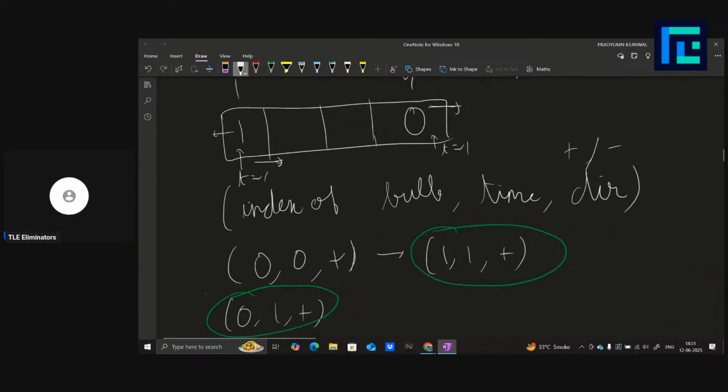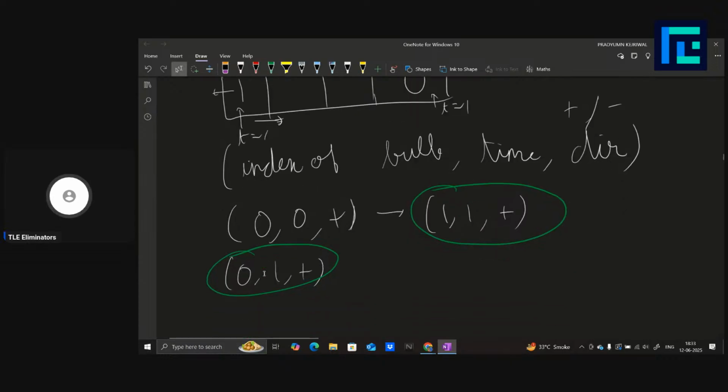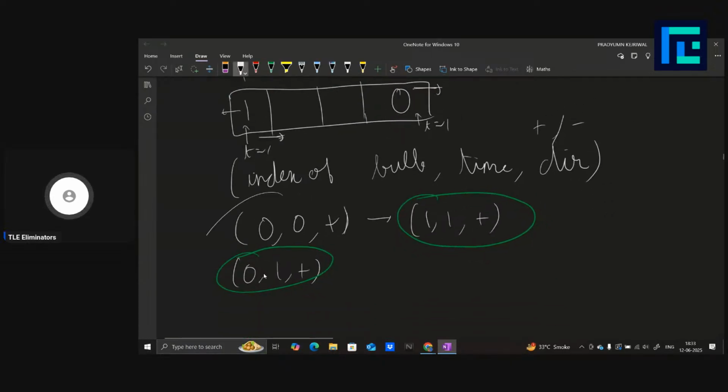Then we will have 8 cases, right? We have 8 states right here, because there are 2 indexes and 2 times and 2 directions. So in total we have 8 cases, and I'll just quickly run through them. Then let's say I have what is left. 1 1 plus is done.